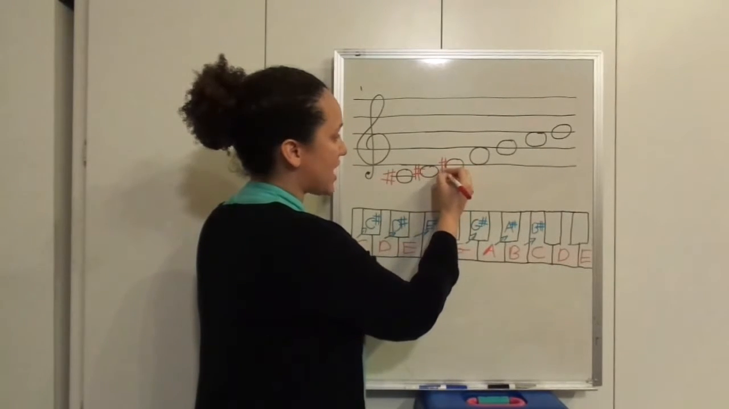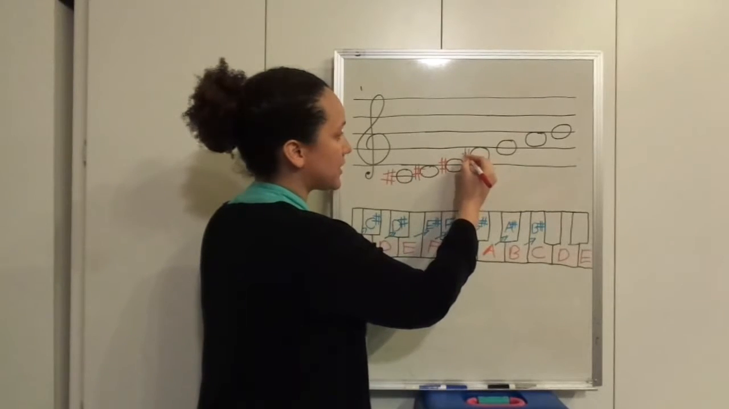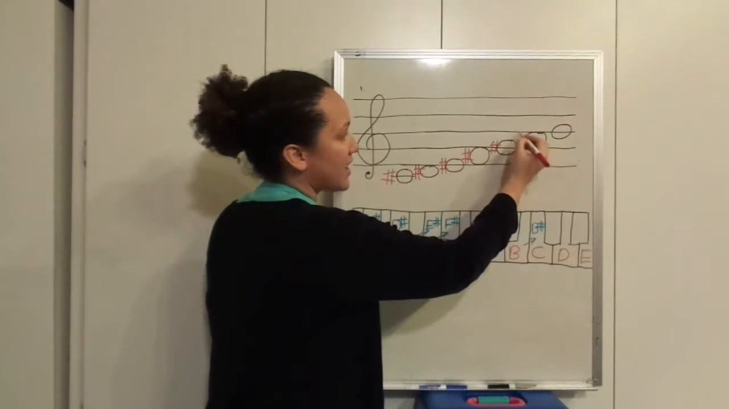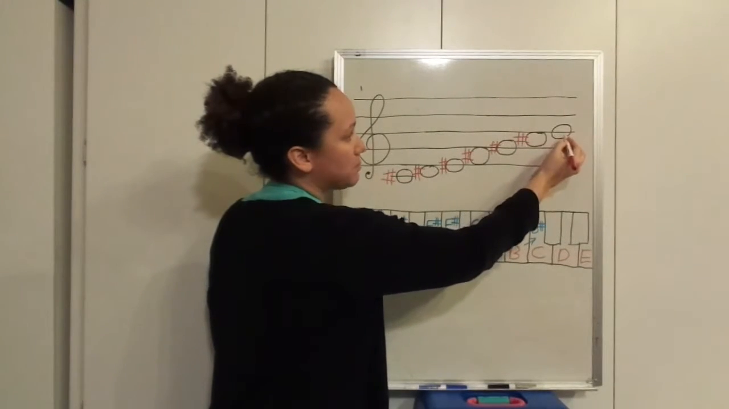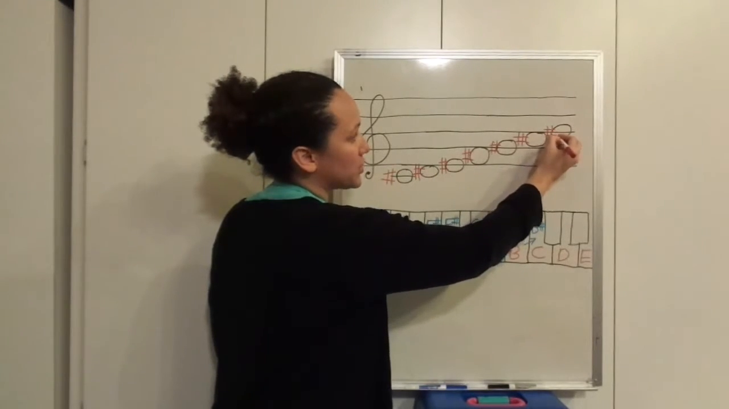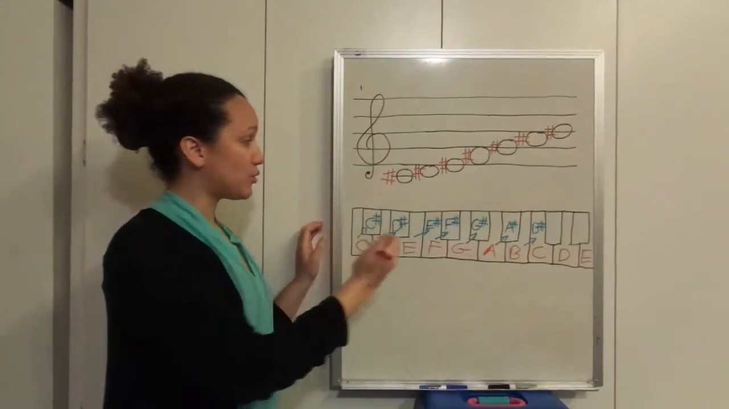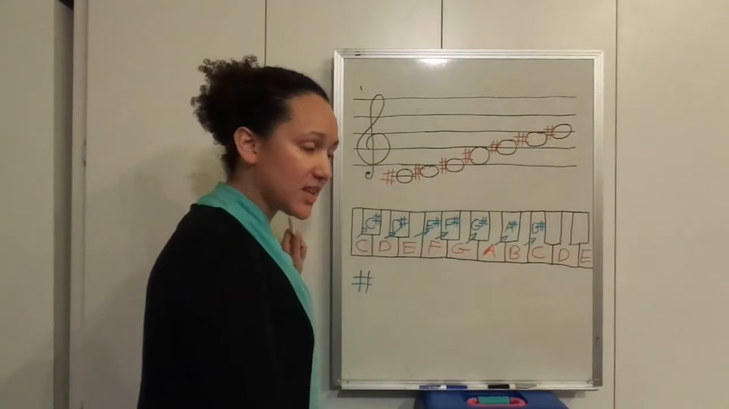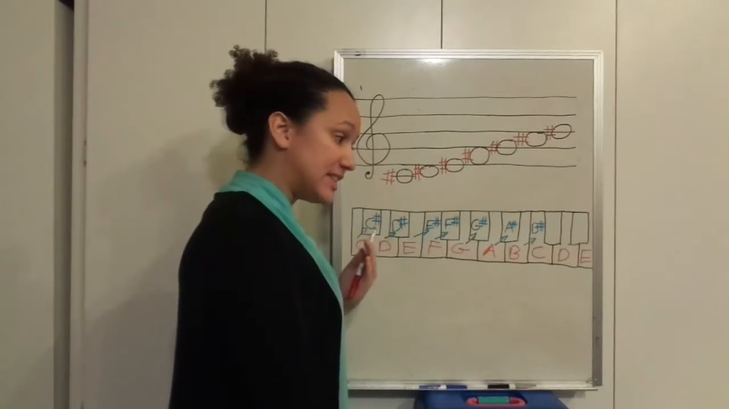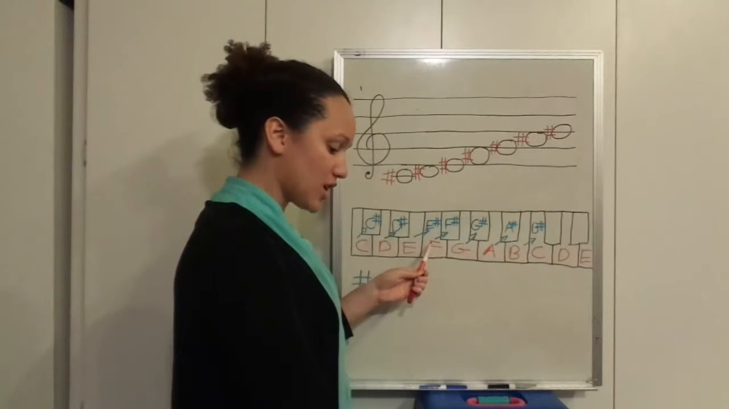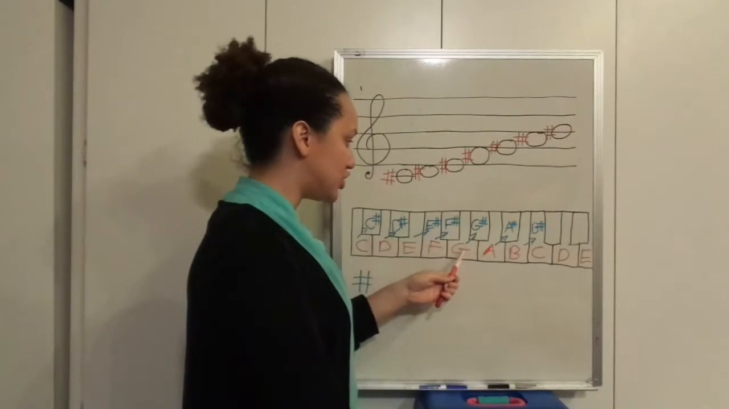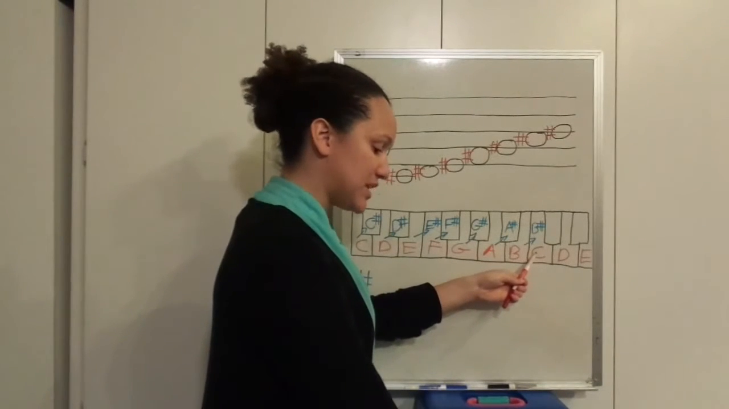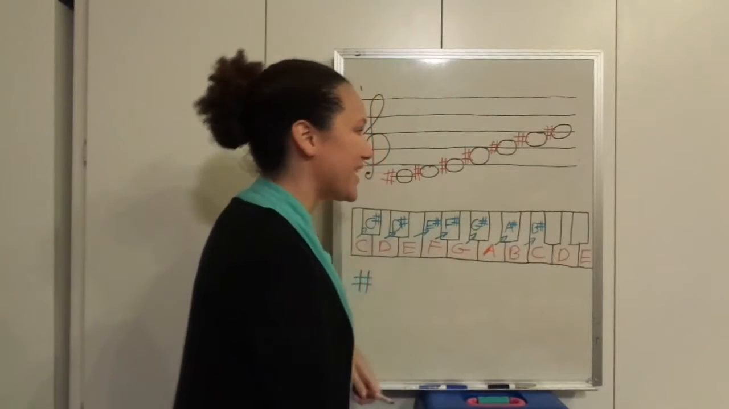There's your E, and now it's sharp, E sharp, F, F sharp, G, G sharp, A sharp, B, B sharp. So we always put the sharp before the note that we want to raise or to make higher. Again, C, C sharp, D, D sharp, E, E sharp, F, F sharp, G, G sharp, A sharp, B, B sharp, C, C sharp, and continue on.